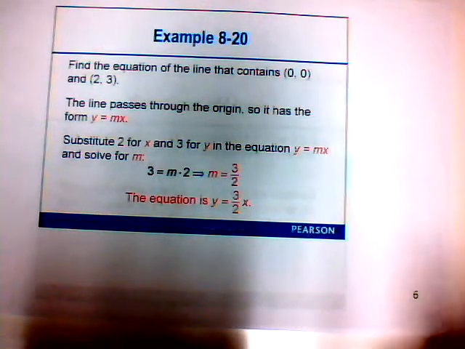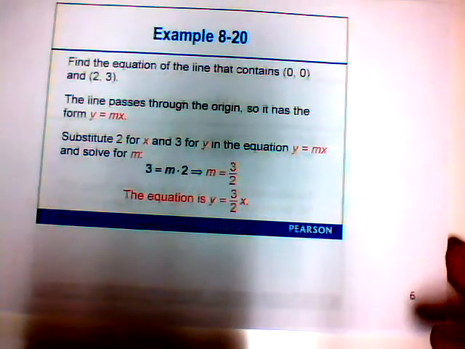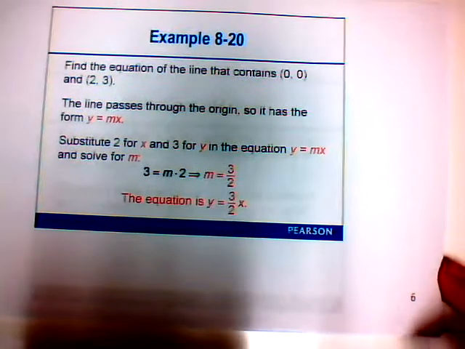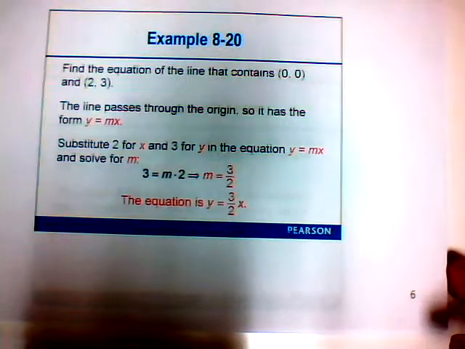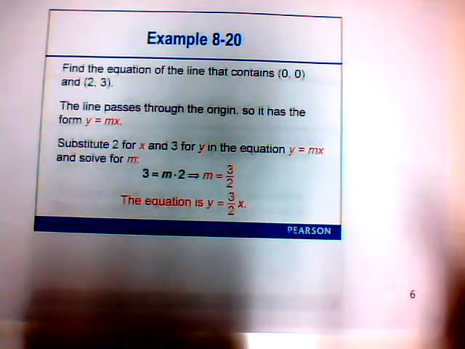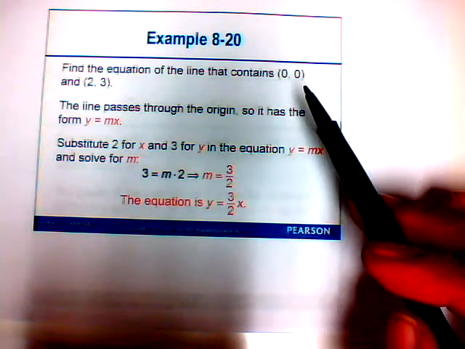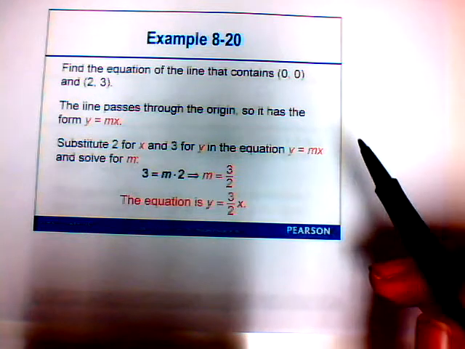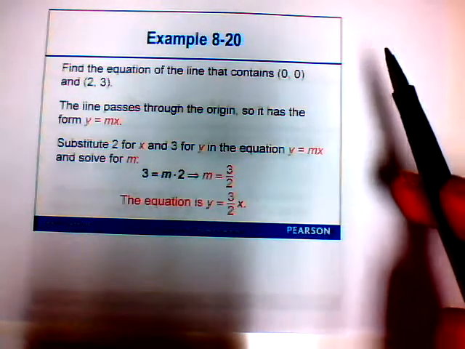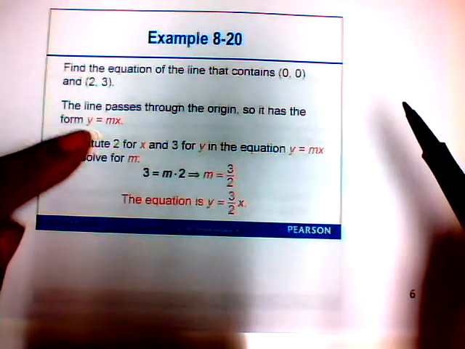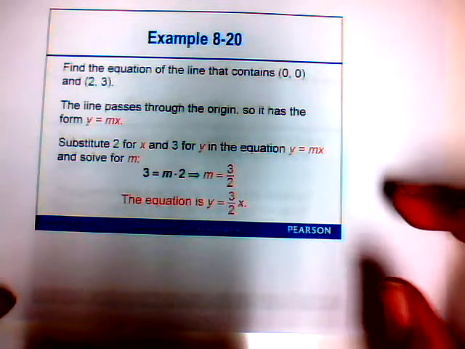Okay, look at this example. Find the equation of the line that contains (0, 0) and (2, 3). Now, looking at this, one of our ordered pairs is (0, 0). So here that line passes through the origin. That means that the equation of that line will be of the form y is equal to mx.